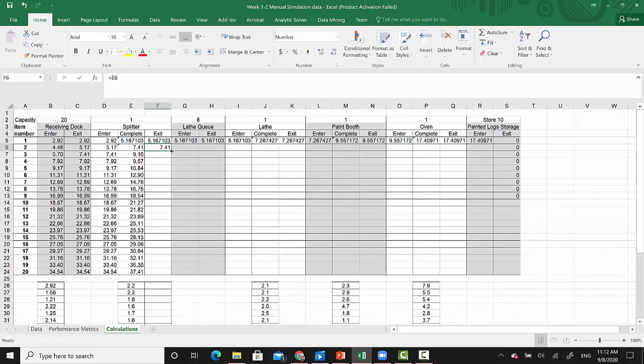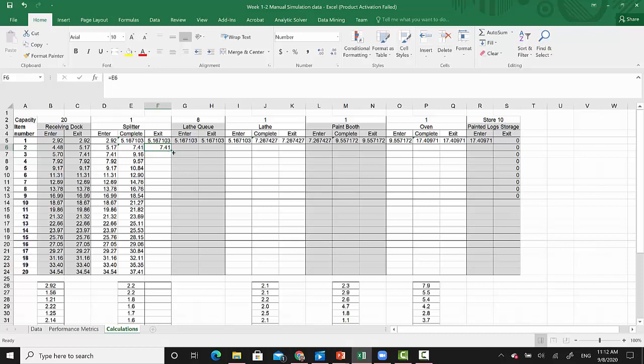Then, can we copy this all the way down here? Probably not, because at a certain point, we need to wait. What happens if the lace queue is full? If the system is really blocked, all 8 capacity spots of the lace queue are occupied, then the item in the splitter will have to wait. But when will that happen? Or until when can we safely copy this formula here?